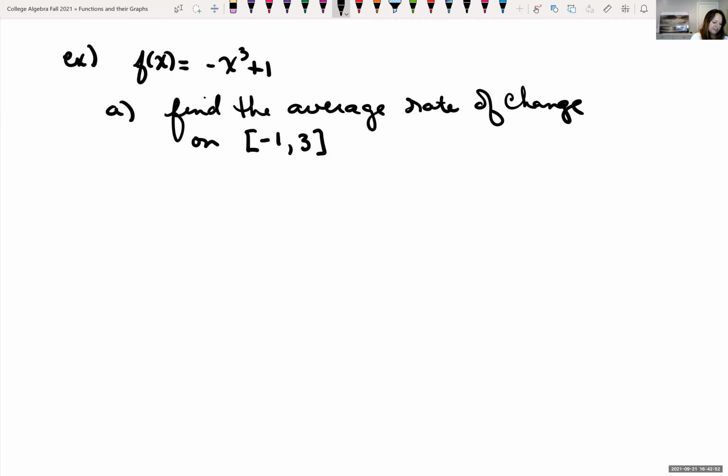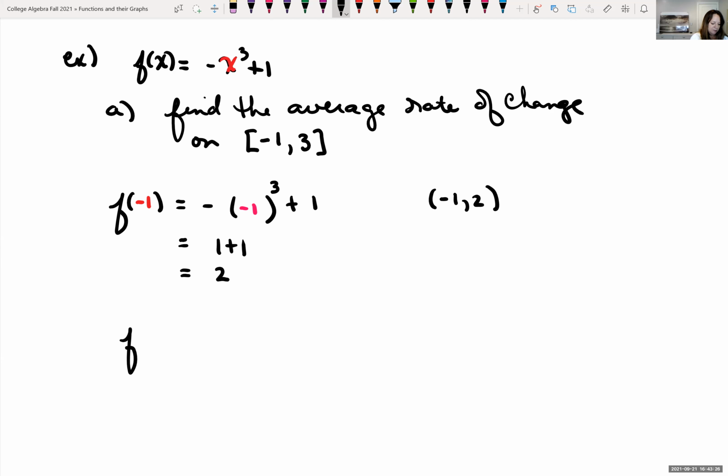Let's look at f of negative 1. So if we go back in here and wherever we see an x, we plug in negative 1, we would have negative parentheses, I see an x, so negative 1 quantity cubed plus 1. Well, if I cube negative 1, I get negative 1 times the negative in front, that's positive. So here we would get 1 plus 1, or 2. So we have this point at negative 1, 2.